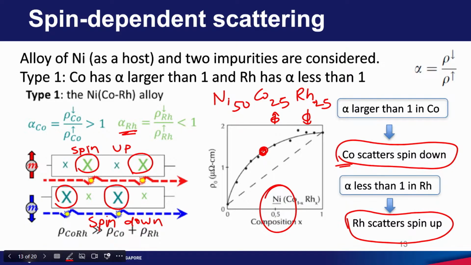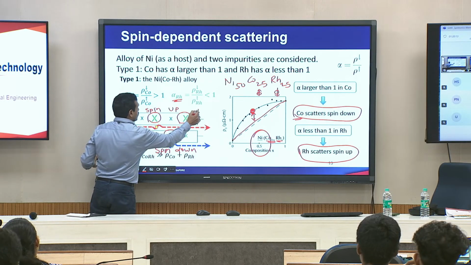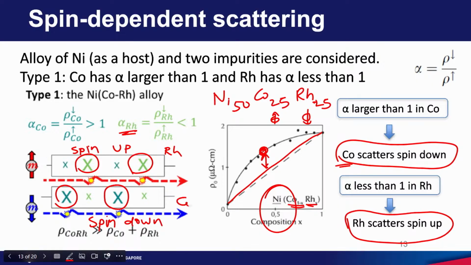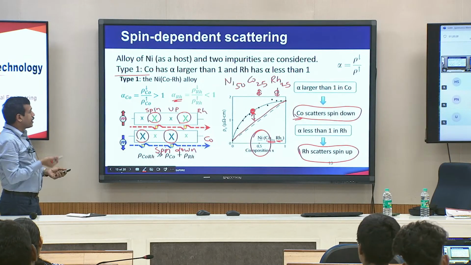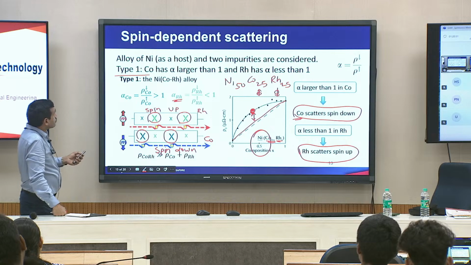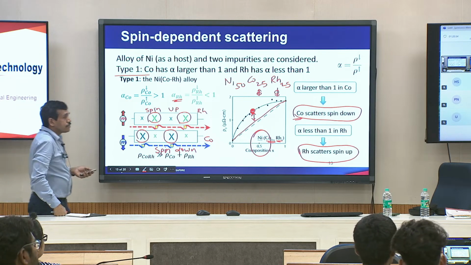So, if you do not consider spin dependent scattering, the resistance may change like this, but because of the spin dependent scattering, like both the elements you add are scattering, you see a larger value than what is expected. Okay. So, in this channel rhodium scatters spin up electron, in this channel cobalt scatters spin down electron. Okay. So, this system is called type 1. Okay, let us keep this in mind, because this concept will be used for explaining the GMR. Okay.